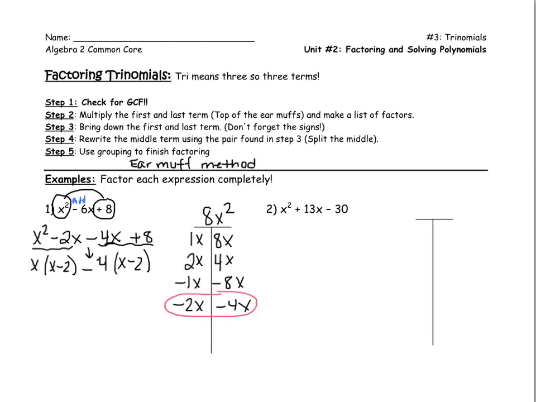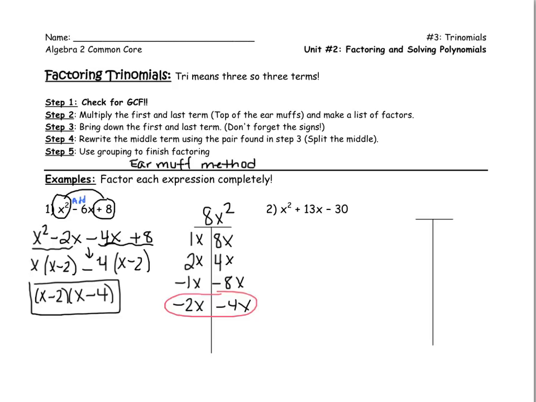Again, now I have a GCF of x minus 2. And then I'm left with x minus 4. So this is this trinomial factored. Okay, if that was a little tricky for you, let's try another example and see how we do.